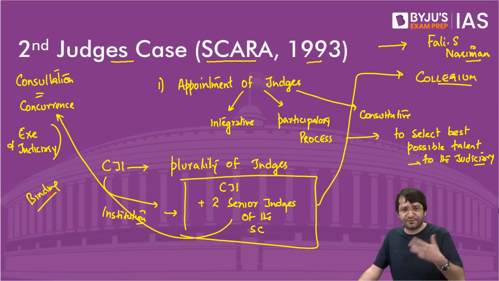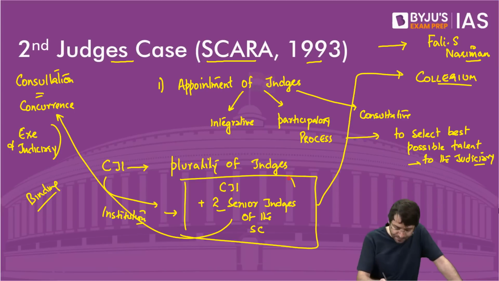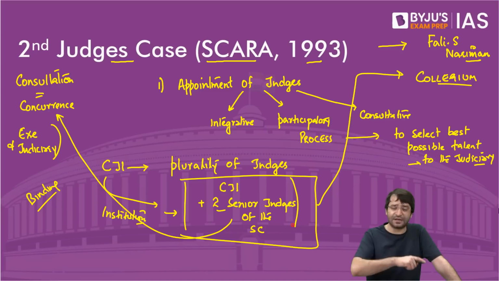if the President is in favor of me, if one judge is also in favor of me, but the Chief Justice and the other judge say no, that means by majority this collegium says no, this person cannot be appointed. I cannot be appointed. And if this collegium recommends your name, it is binding on the President of India. The President will have to appoint that individual as the judge of the Supreme Court or High Court.